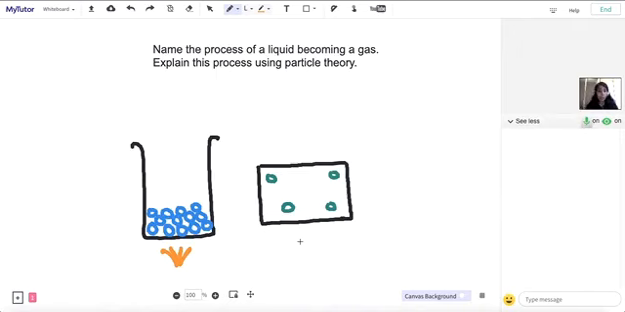So just to recap, as we heat up a liquid, the particles gain lots of energy, they start moving around more quickly, and so they can break the bonds between the particles and move to the surface of that liquid where they can then escape as gas particles. That's the process of evaporation, and the rate of evaporation increases as the temperature rises.